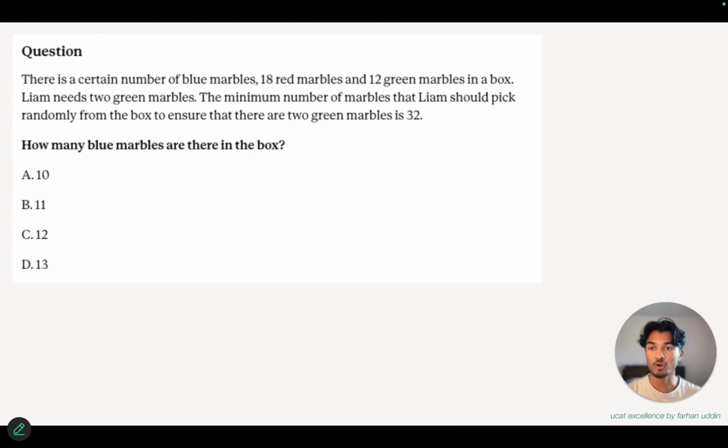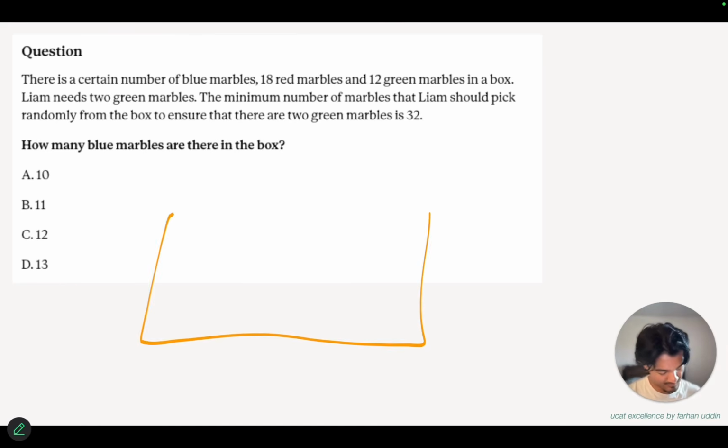All right, so our goal here is to find how many blue marbles there are in this particular box. So let's read through it. There's a certain number of blue marbles, 18 red marbles, and 12 green marbles, and Liam needs 2 green marbles. The minimum number of marbles that Liam should pick randomly from the box to ensure that there are 2 green ones is 32. So this is where I want you to almost skip ahead to T here, which is all about testing hypotheses and remembering the worst case scenario. What's the worst case scenario here, right?